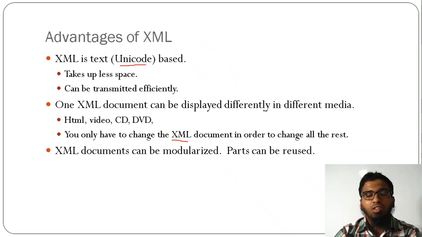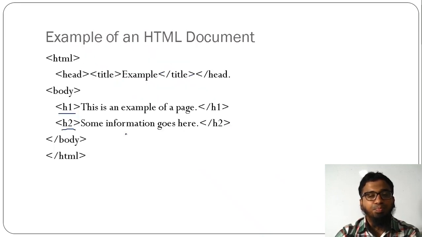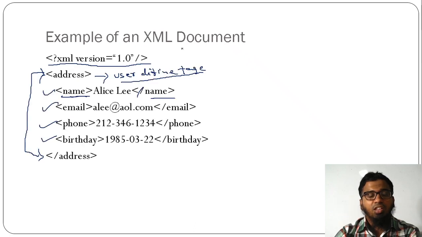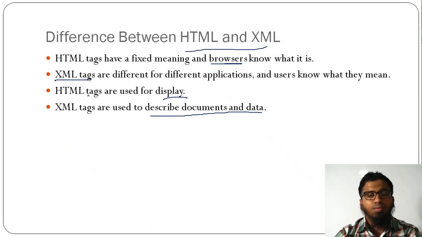Here the XML document is different from other media like HTML, video, CD, DVD, and it takes less space and transmits efficiently. That is the advantage. An example of an HTML document is this, and an XML document is this, with tags: address, name, email, phone number, and birthday. Here you can create your own tags, but you need to follow some rules, and we saw the difference between HTML and XML.